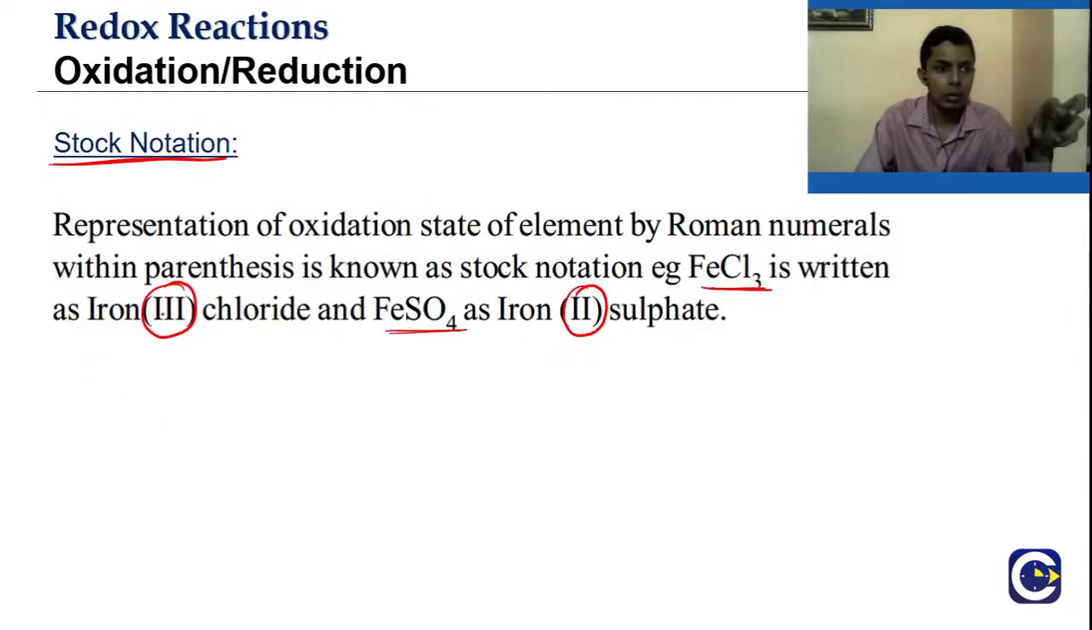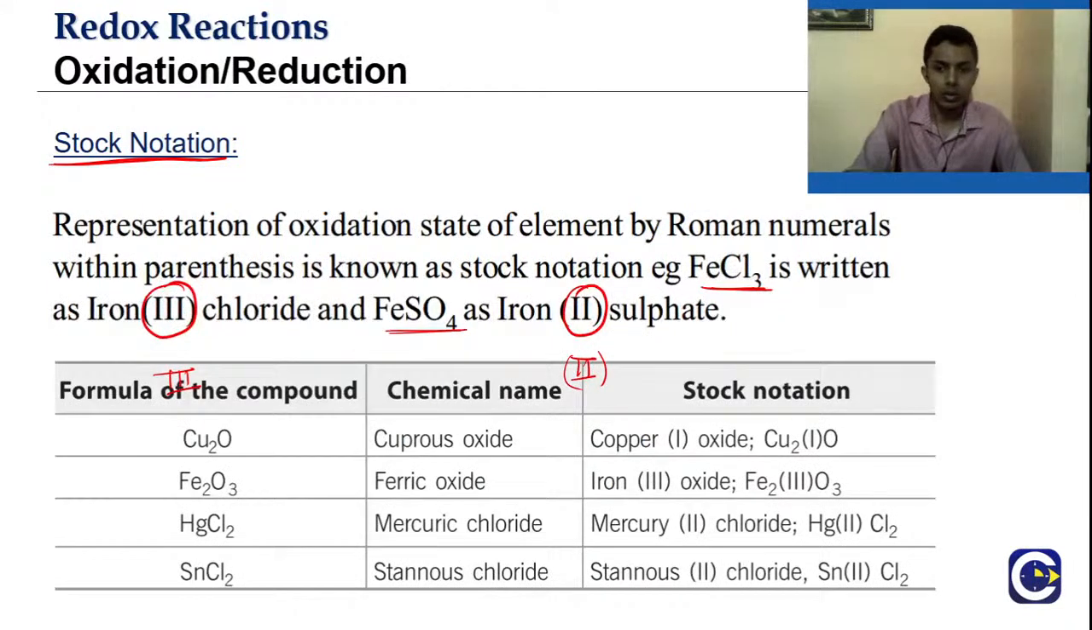So iron will have 3, so in Roman we'll write 3, and ferrous sulfate will have oxidation number of iron as 2, so we'll write Roman number 2. Cu2O is cuprous oxide because here the oxidation number of copper is +1, or copper Roman number 1 oxide.